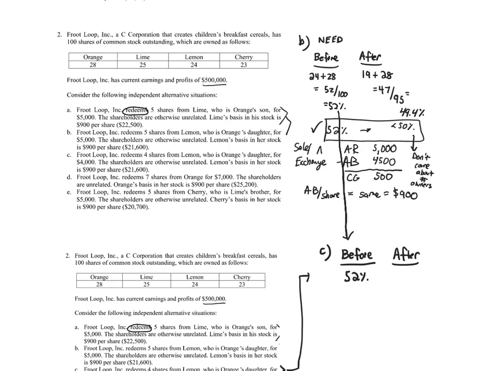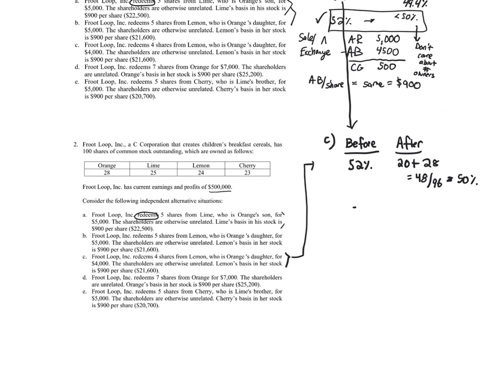So now after, Lemon owns 20, right? 24 minus 4 is 20. Plus Orange is 28. That equals 48. 48 over 96. Guess what? That equals 50%. So now we go from 52% to exactly equal to 50%. Exactly equal to 50%.